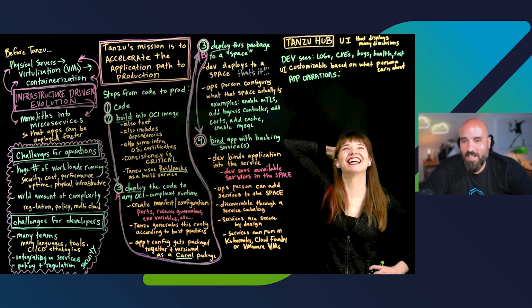Before we move on, I'm not sure I did Tanzu Hub justice on the board. I wrote that it's a UI that displays many dimensions, which I'm not sure does it justice. And then what the dev sees, what the app operation sees, what an ops person sees, maybe listing out some things. I think what we need to know about the hub is it's the center of the universe for Tanzu. So it's definitely not enough justice.